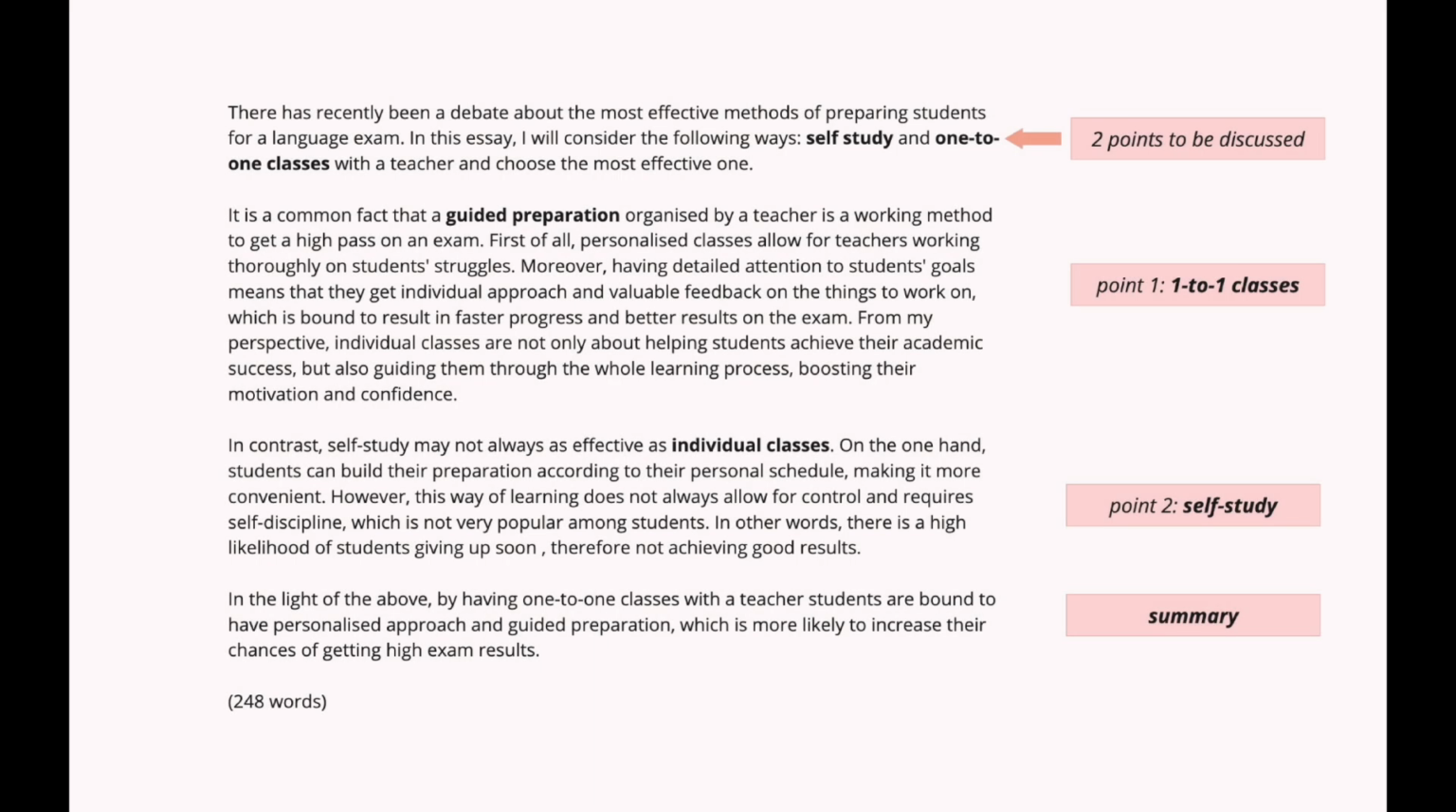The first criterion is content. Let's see whether the student has done what she's been asked to do. To remind you of the task, the student had to choose 2 ways of how to prepare for a language exam and discuss which one is more effective. Strong points. The essay directly addresses the prompt by comparing self-study and one-to-one tuition. The candidate believes that one-to-one classes are more efficient, which is clear.